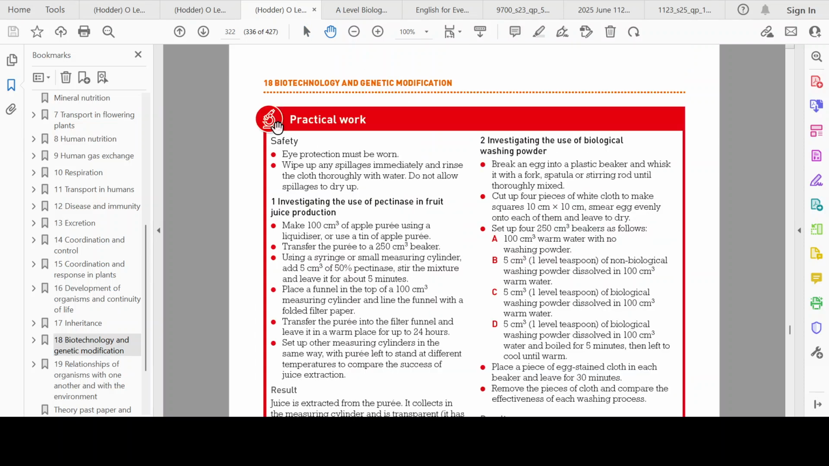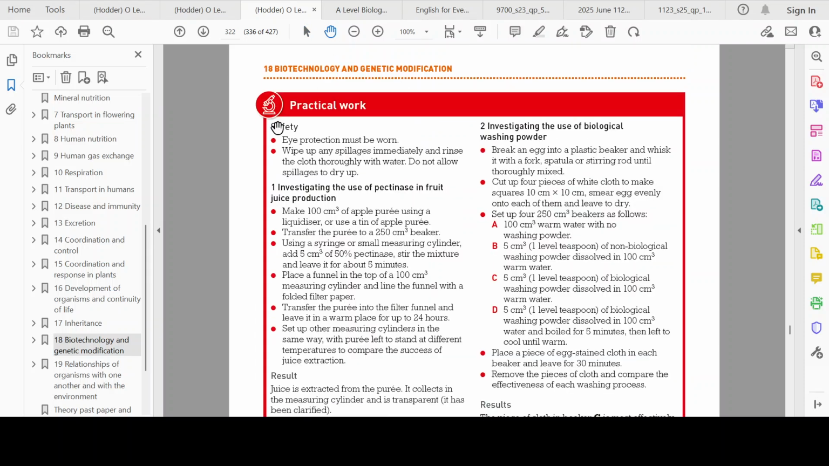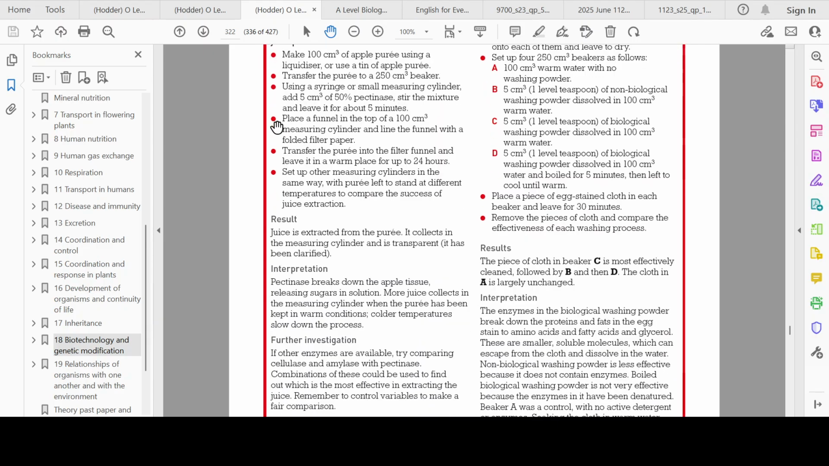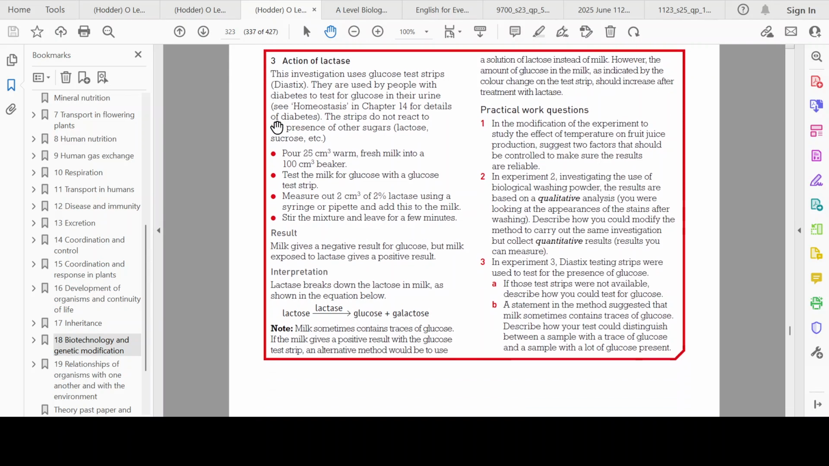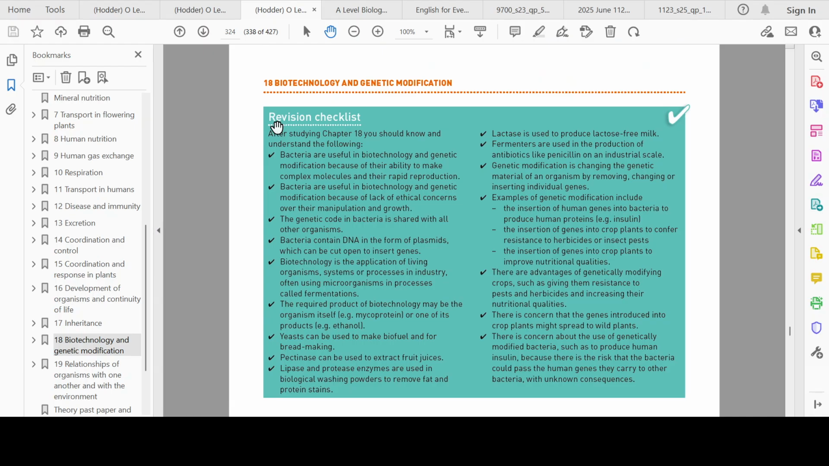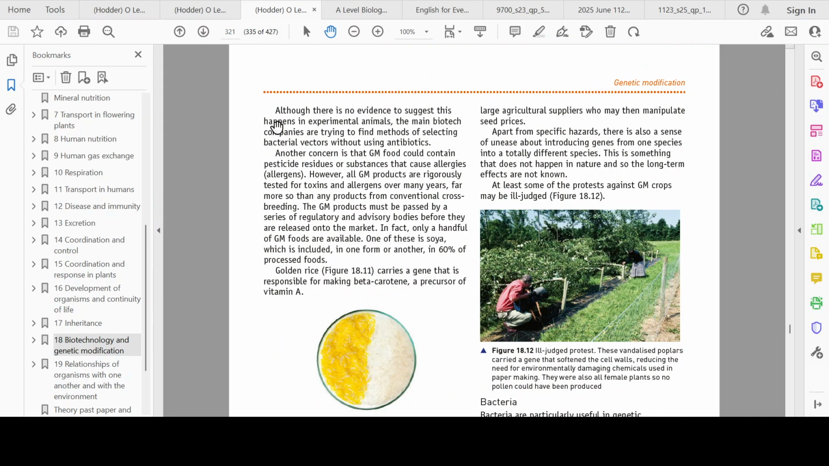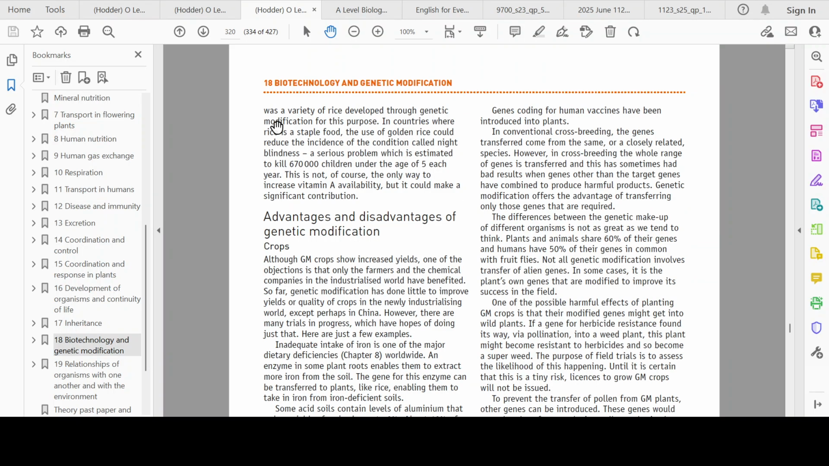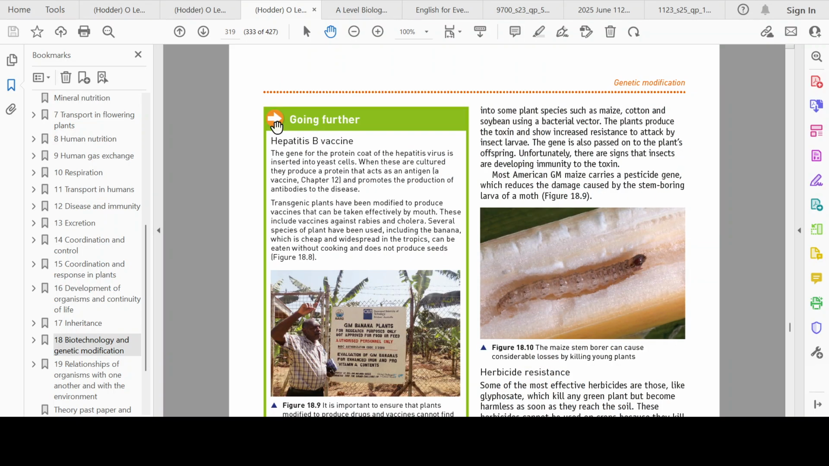Any questions? No. All right, so it's pretty straightforward. The underlying concept is very simple, and they've basically just gone over a lot of other examples of where genetic modification and biotechnology are implemented, right? And yeah, so this was basically just a lot of detail.